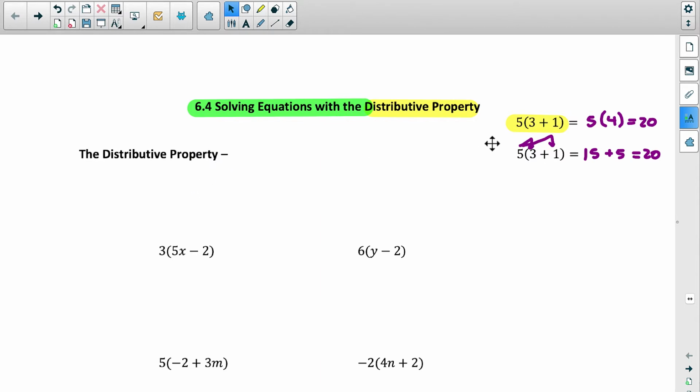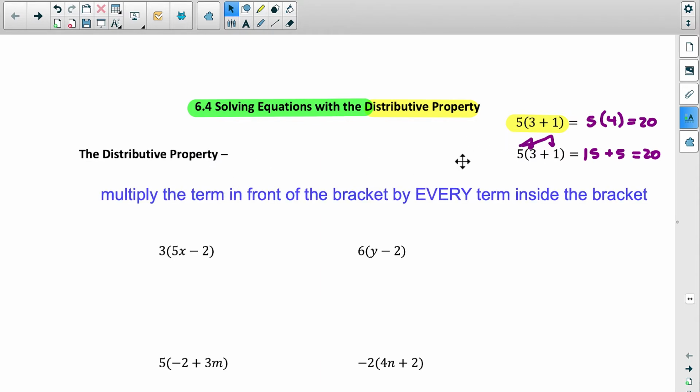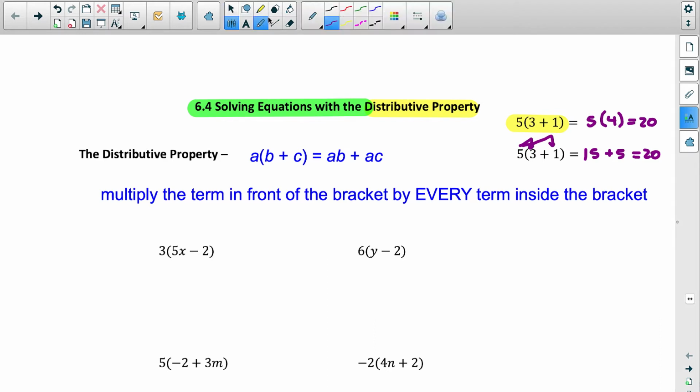So the way it works, as you saw here, is I took the term out front, in this case it's 5, and I multiplied it by both terms inside. Now, if you had a bracket that had more than 2 terms, you'd multiply it by all 3 terms or all 4 terms or whatever. But that's the idea. Take the term out front, multiply by everything inside the bracket. If you want to see what it looks like mathematically, here it is. A times (B plus C) is equal to AB. That means A times B. And why is it equal to that? Because you're doing A times B plus A times C, because you're multiplying those as well.